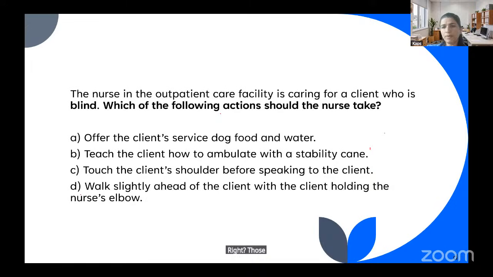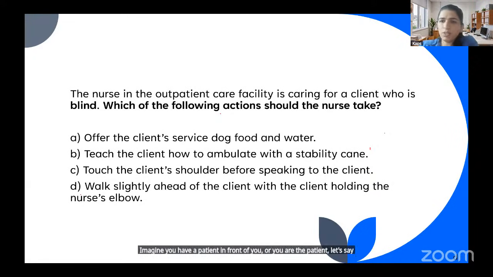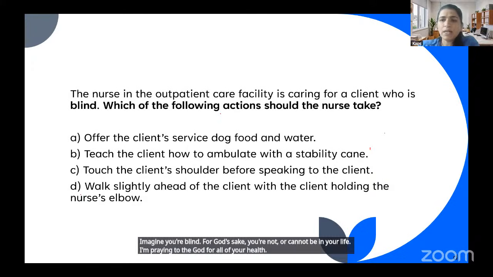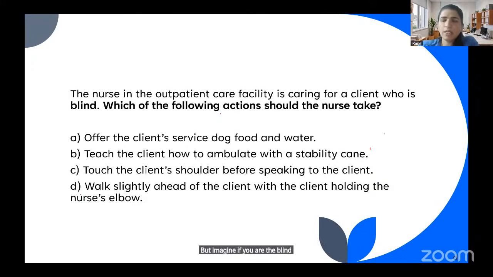Those who pick up the B in this case, imagine you have a patient in front of you, or you are the patient, let's say. Imagine if you are the patient, imagine you're blind. For God's sake, you're not or cannot be in your life. I'm praying to God for all of your health. But imagine if you are blind, right? And what are you expecting from me as a nurse in that case?